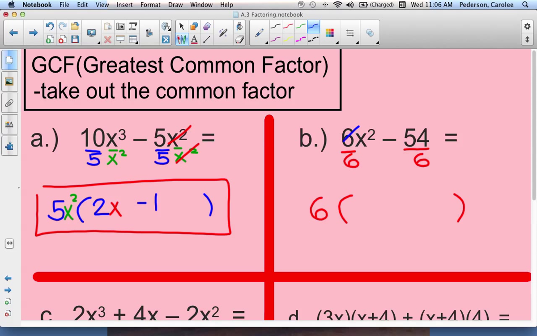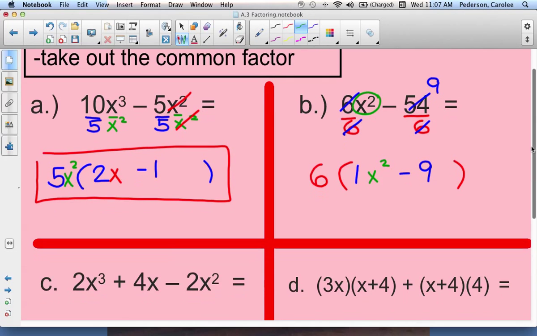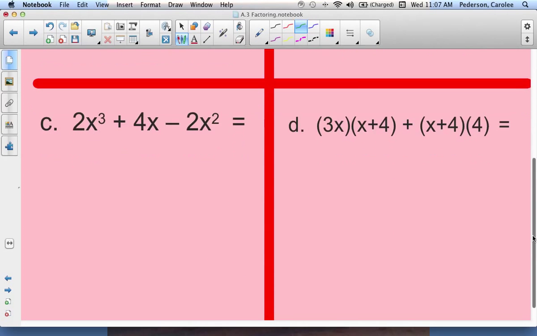So 6 divided by 6 is 1. 54 divided by 6 is 9. Left with the 1 here, and then minus 9. Now, there aren't any variables to take out, so I just bring down this x squared. Now later on, I'm going to show you how to continue factoring inside of that parentheses. That's called the difference of two squares.